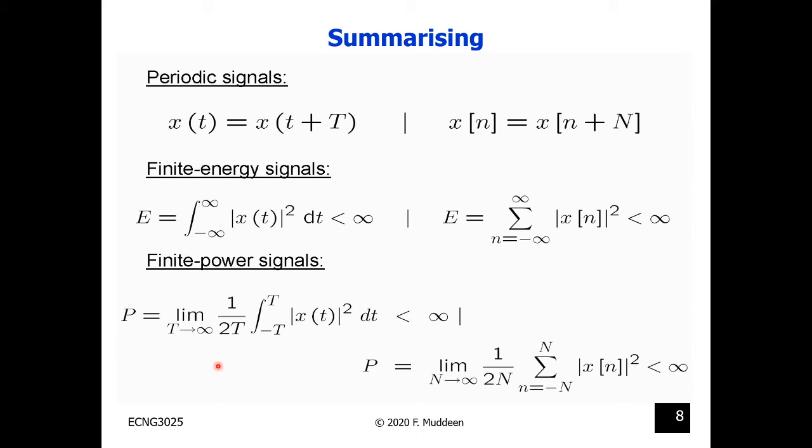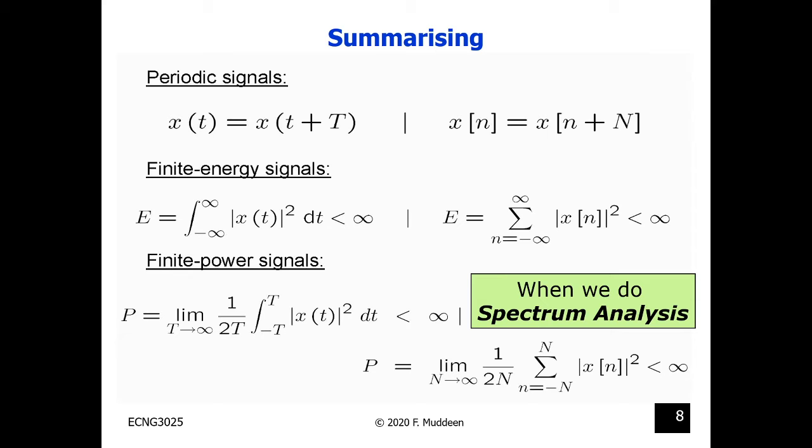Similarly, for the finite power series here, this limit as t tends towards infinity now becomes the limit as n tends towards infinity, keeping in mind this is capital T here and capital N here. 1 on 2T becomes 1 on 2N. The integration between minus T and T becomes a summation series between negative capital N and positive capital N. For common n, common t here is replaced with common n. The dt here is already accommodated for by the summation series, and the limit here remains the same. We will be looking at finite power signals in particular when we do spectrum analysis later on in this series.